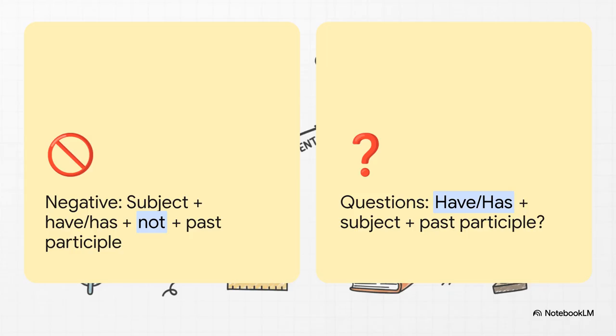Now to ask a question, you just flip those first 2 pieces. Just move have or has to the very front. So instead of you have visited, it becomes have you visited London? Or has she called you?